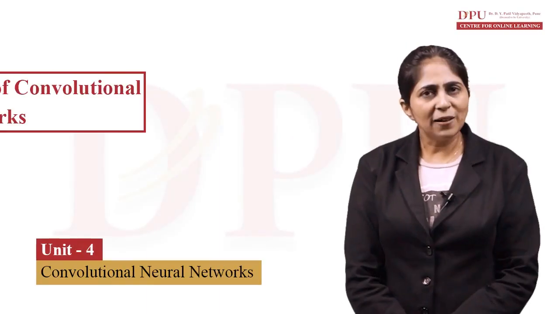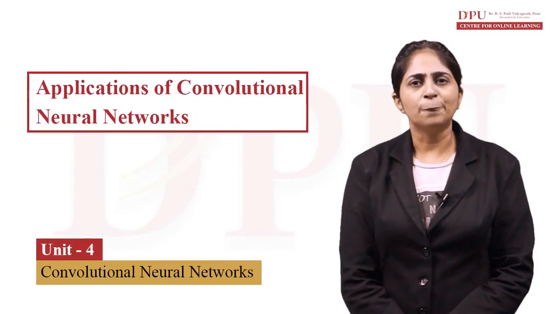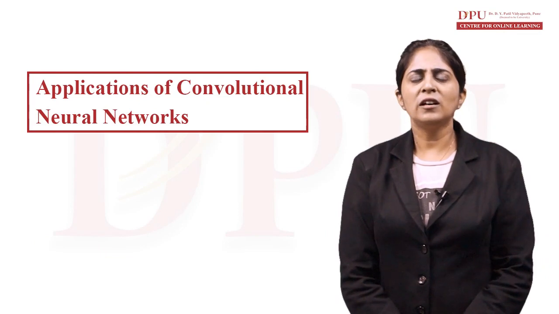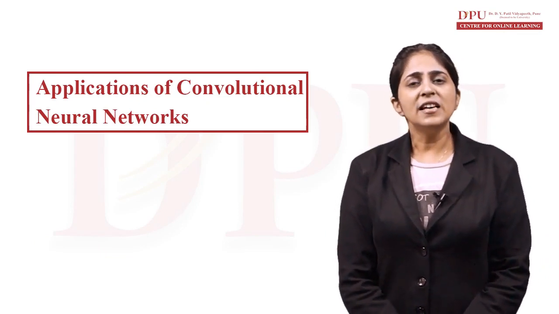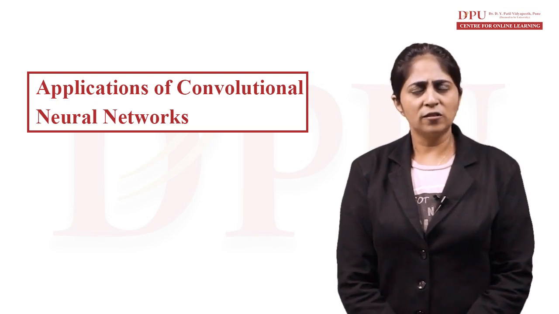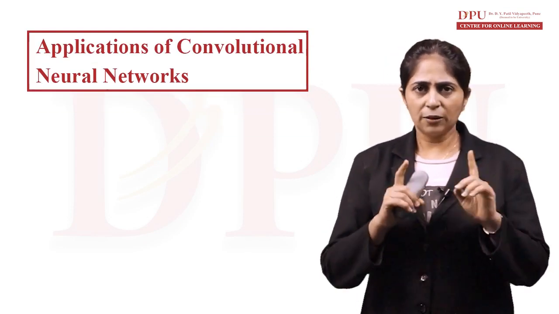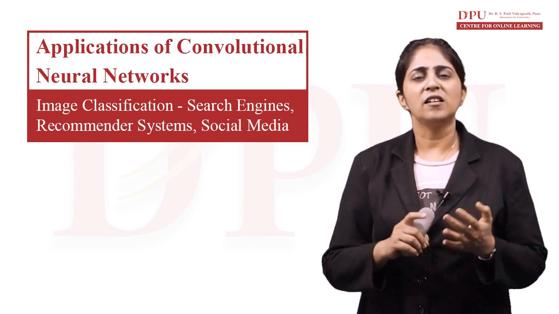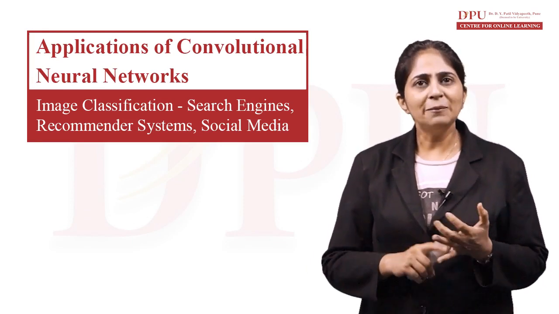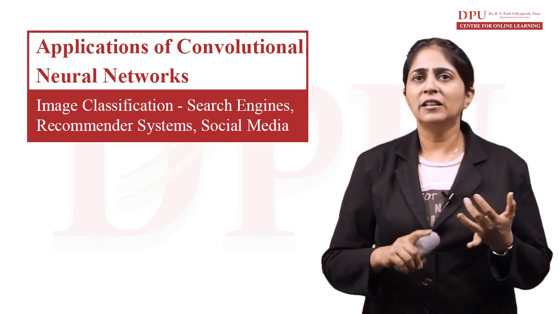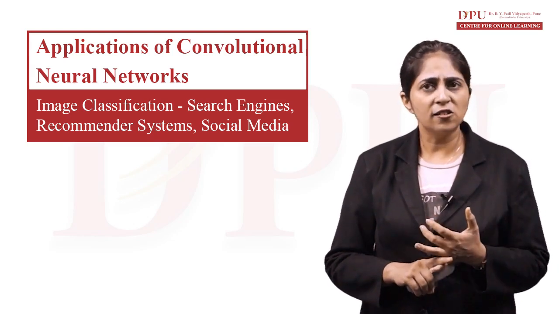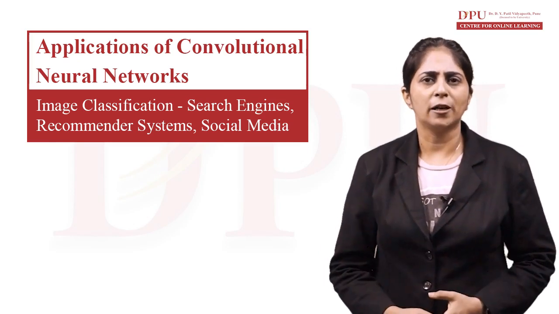What are the applications of CNN? Where all are we using our convolutional neural network today? This CNN is used in almost every field, we can say. The first application of our CNN is image classification, with the help of which it is being used in the search engines, in the recommender systems, and on the social media.